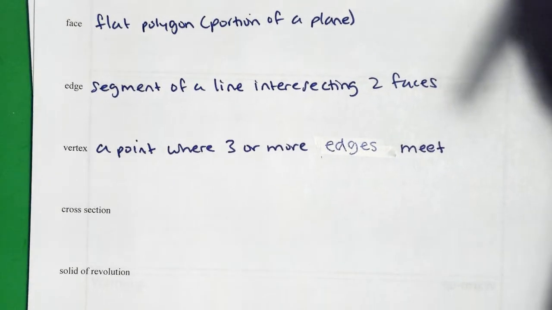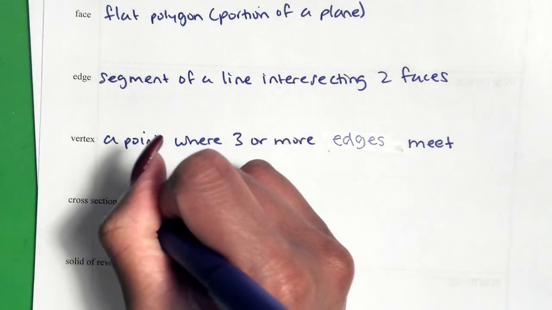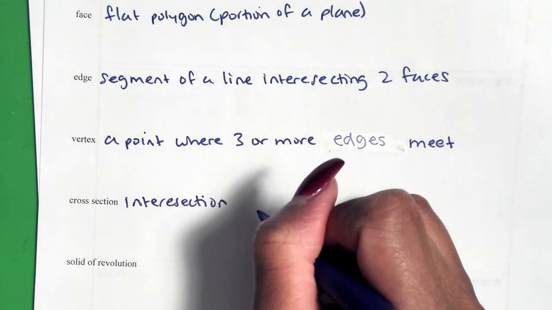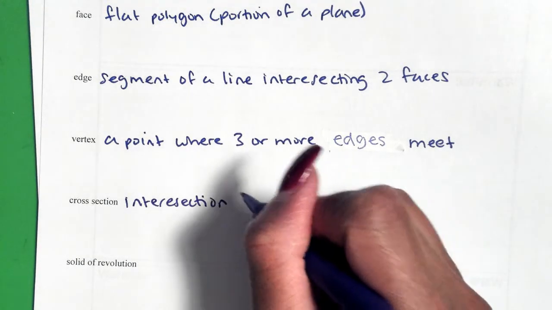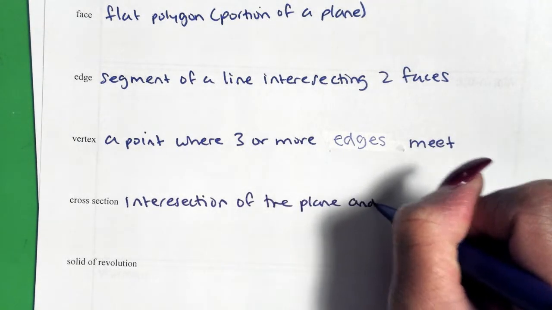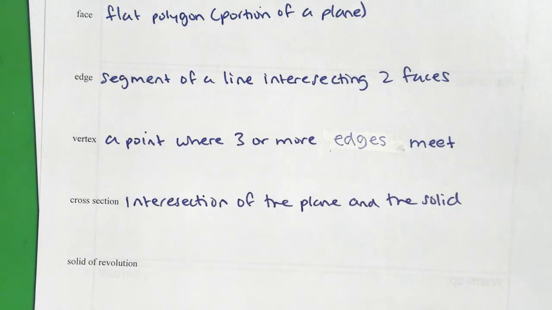Then we have what's called a cross section. For example, if I were to have a block of cheese, and I took a knife and cut it, the cross section is the figure formed within the knife and the cheese being cut. So the cross section is an intersection of the plane and the solid. We'll see a couple of examples of what a cross section is.